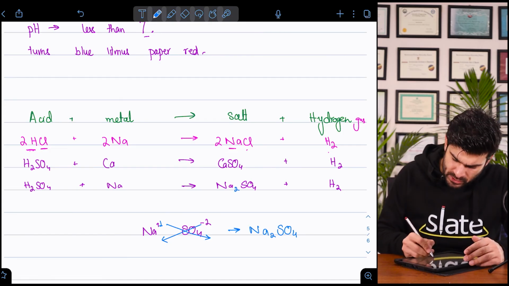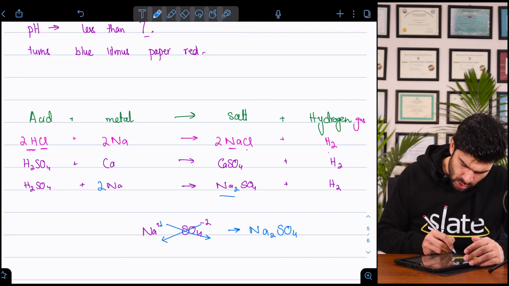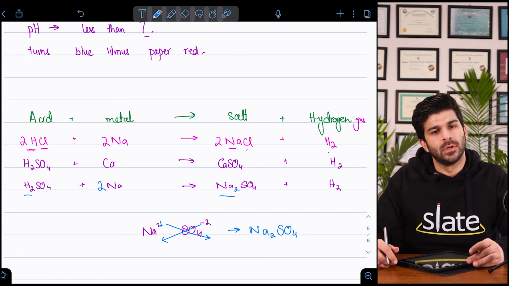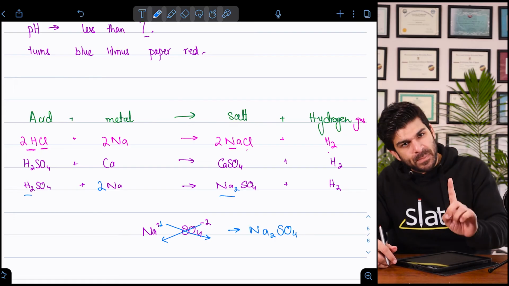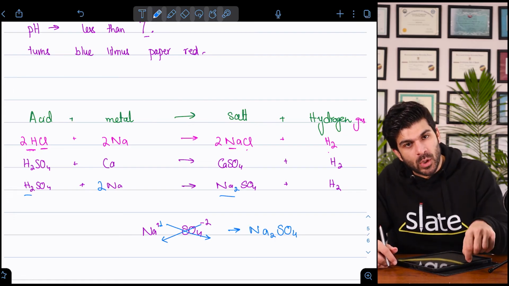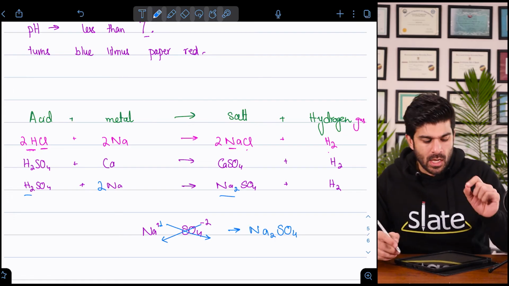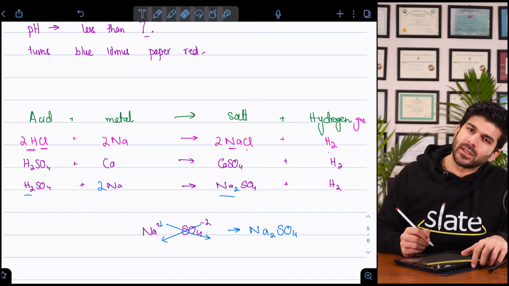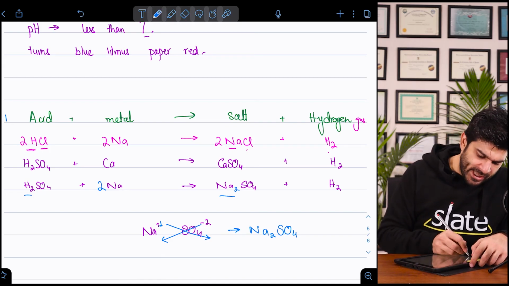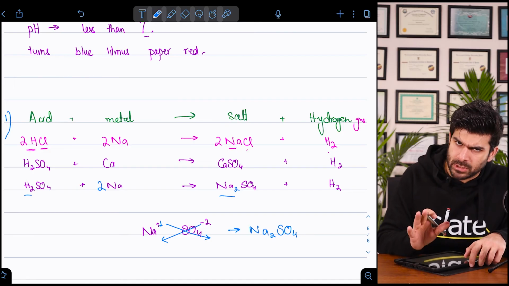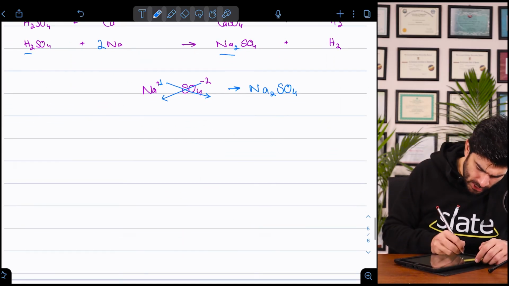Now let's balance the equation. 2 sodium, 2, 2, it's balanced. So acid plus metal, remember it's a very important equation. Acid plus metal is salt plus hydrogen gas. There are only 3 reactions of acids. So not a long thing to understand. Now let's talk about the other one.